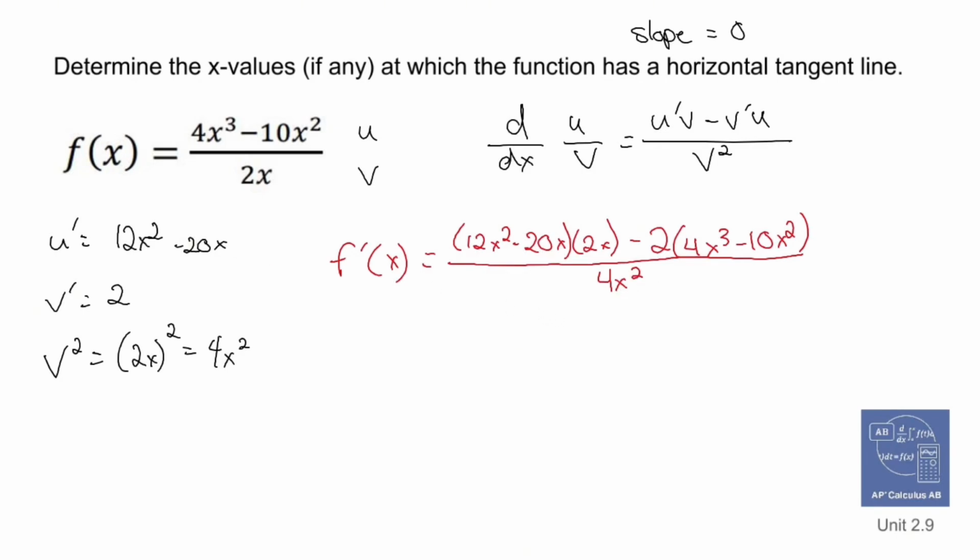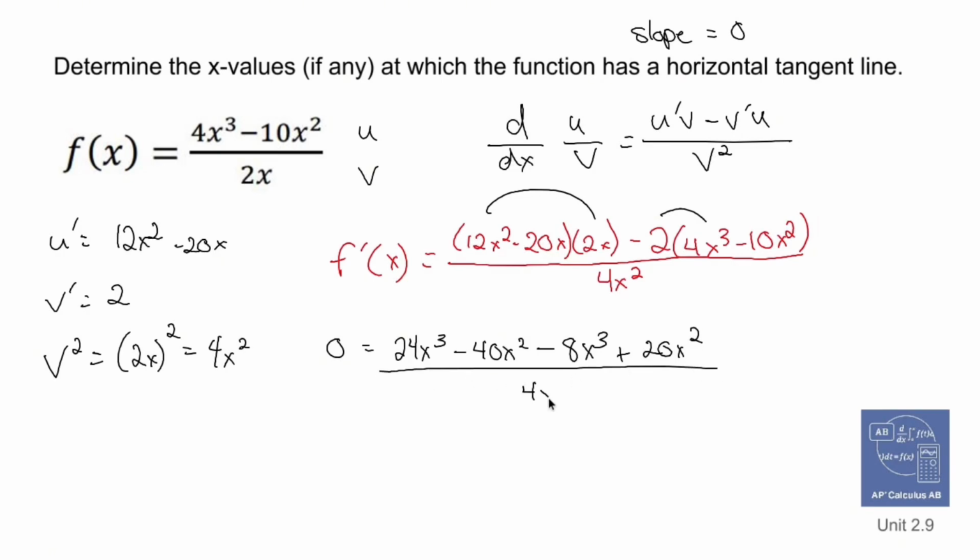Okay, so let's set this equal to 0, because that's the next step. Let's distribute that. U becomes 24x to the third minus 40x squared. Let's distribute negative 2, minus 8x cubed plus, that was a close one, plus 20x squared all over 4x squared. Now, whenever you have 0 equals blah, blah, blah over stuff, that bottom stuff doesn't matter. Get rid of it, because you would just multiply both sides by 4x squared and then it's gone.